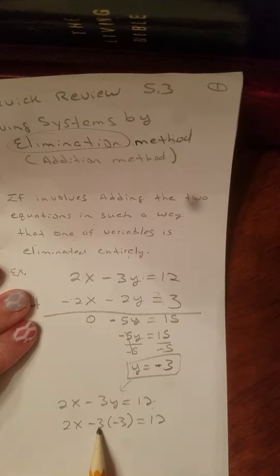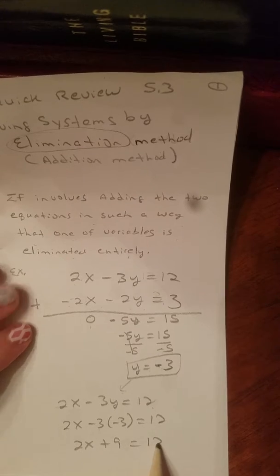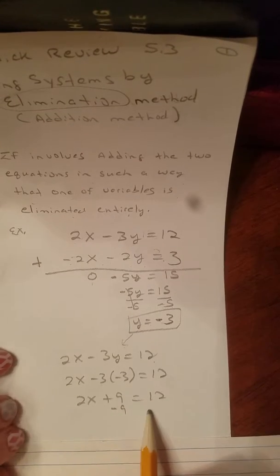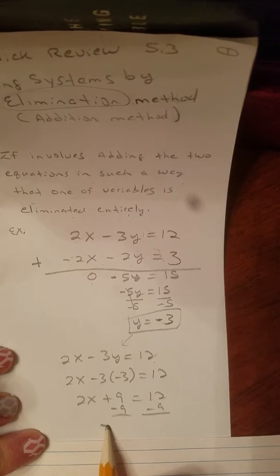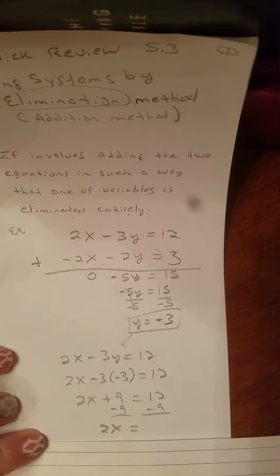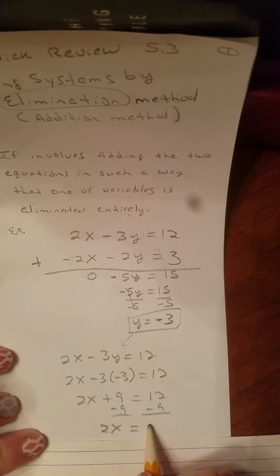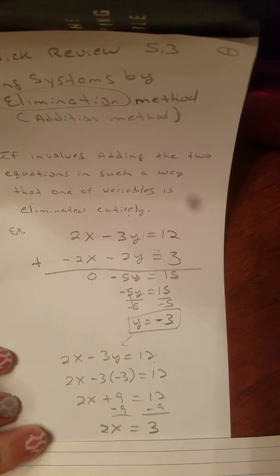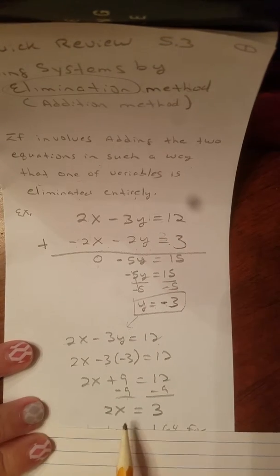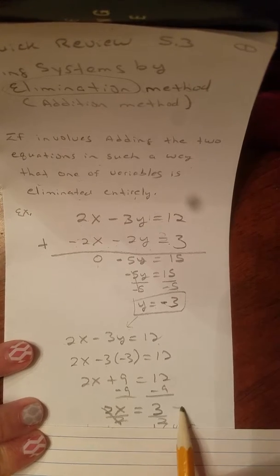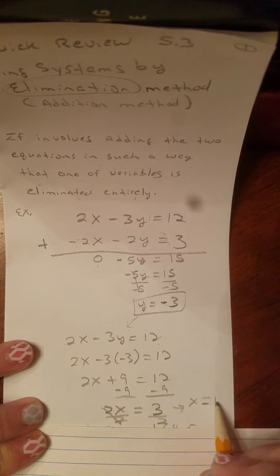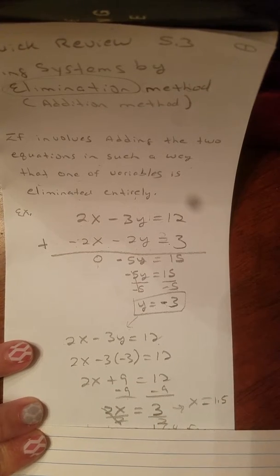Well, 2x, negative 3 times a negative 3 gives me a positive 9. Subtract 9 from both sides. That gives me 0, so I'm left with 2x equals, then 12 minus 9 gives me a positive 3, right? And now I'm going to divide both sides by 2. This gives me x equals 3 halves. 3 halves is the same thing as 1 and 1/2 or 1.5.